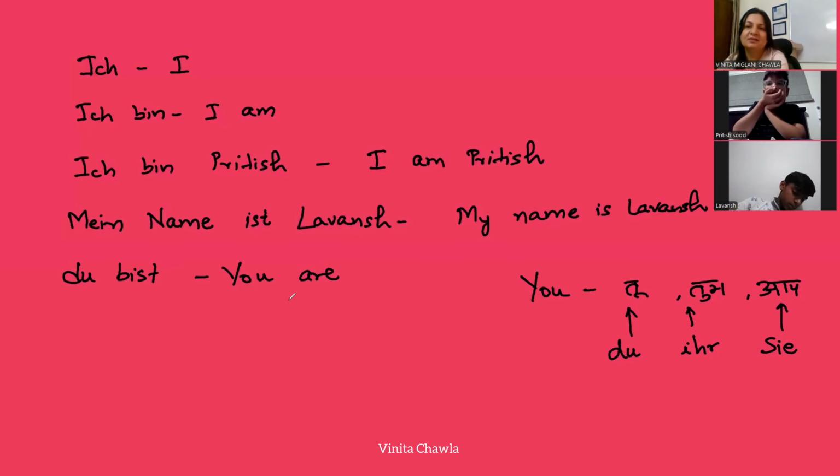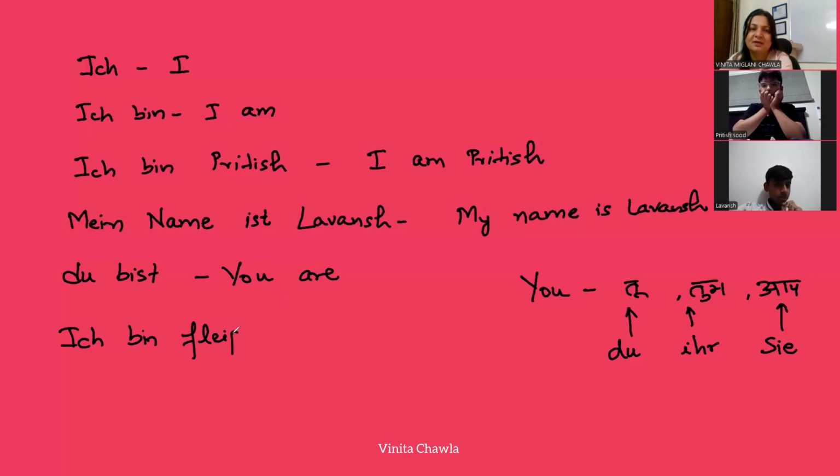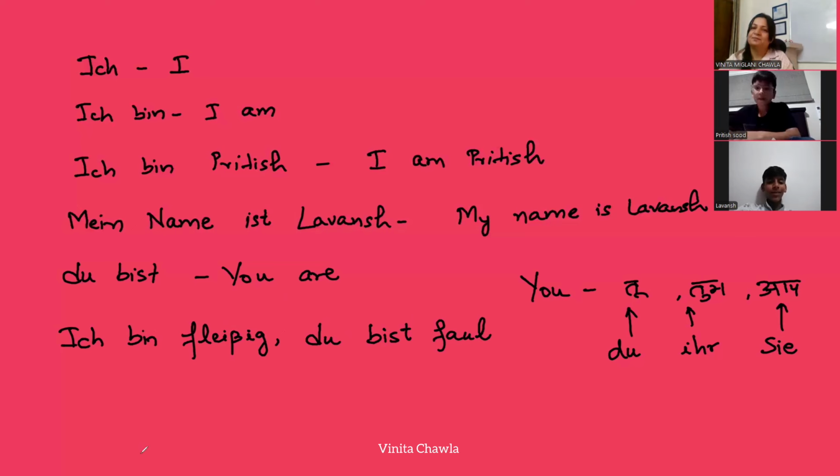Now you can make a sentence. You have read about fleißig and faul. So I'm going to write one sentence, and you are supposed to translate it. Please translate it, at least try once. Now tell me the translation. I am... You are lazy. Ich bin fleißig, du bist faul.